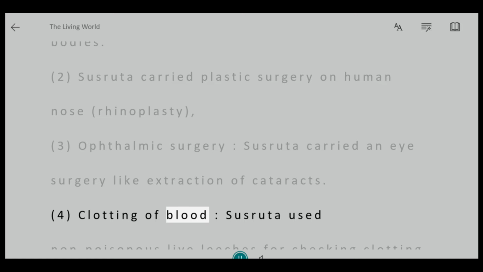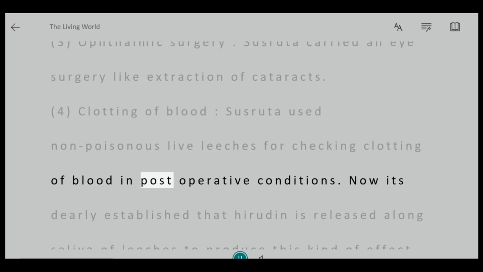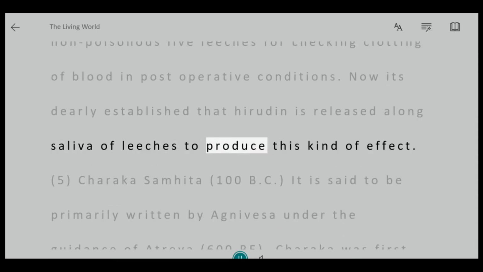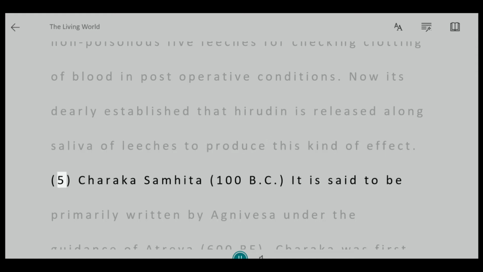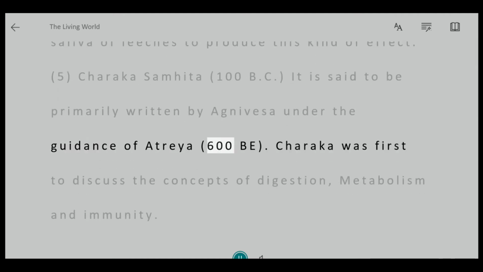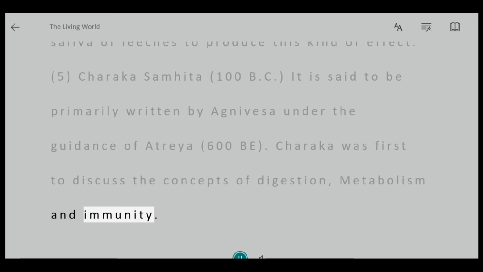4. Clotting of blood. Susruta used non-poisonous live leeches for checking clotting of blood in post-operative conditions. Now it's clearly established that hirudin is released along with the saliva of leeches to produce this kind of effect. 5. Charaka Samhita, 100 BC. It is said to be primarily written by Agnivesa under the guidance of Atreya, 600 BC. Charaka was first to discuss the concepts of digestion, metabolism and immunity.